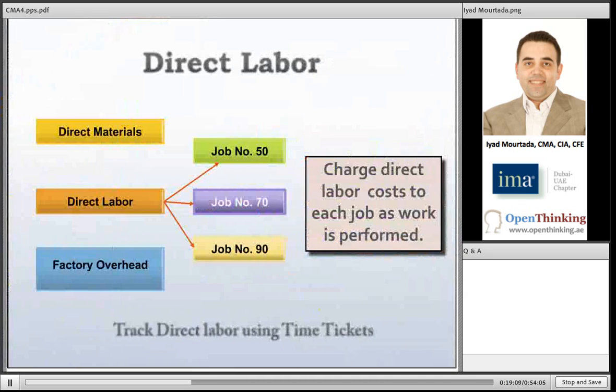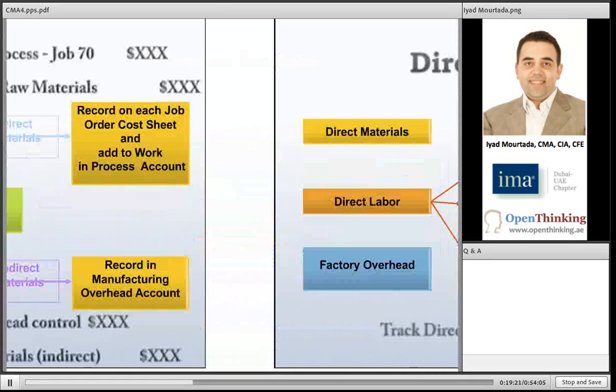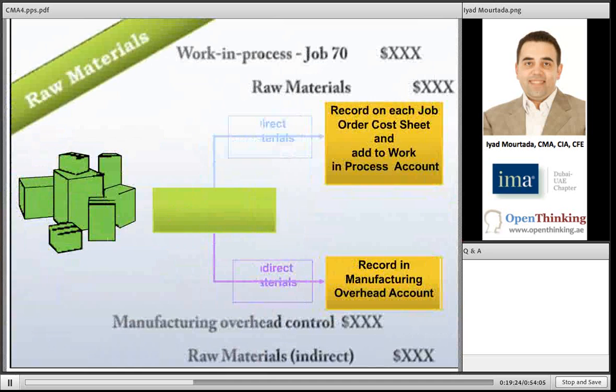Now, when we look at direct labor, it's the same thing. All these laborers who are working on the project need to sign timesheets, and they need to say, okay, I allocated 3 hours, 2 hours, 5 hours for each one of these projects. In that way, we'll be able to understand how much it was costing us to use these laborers for each one of these projects.